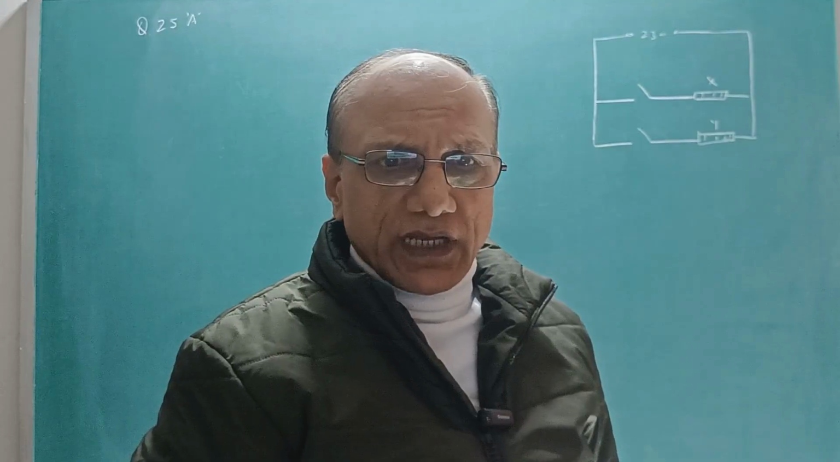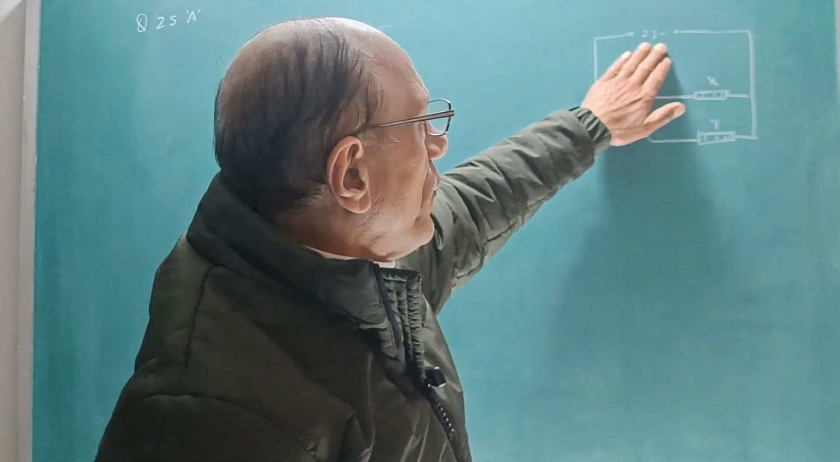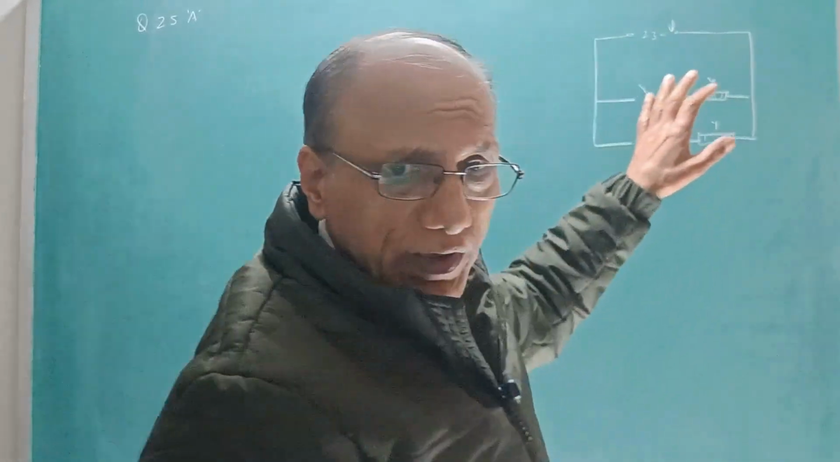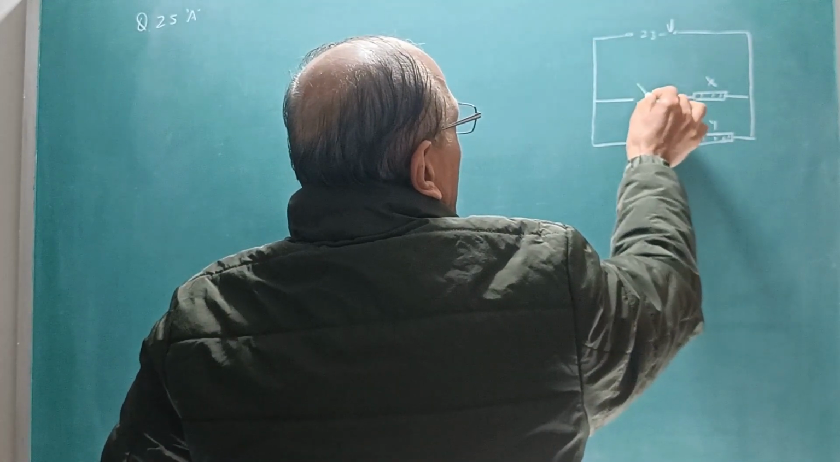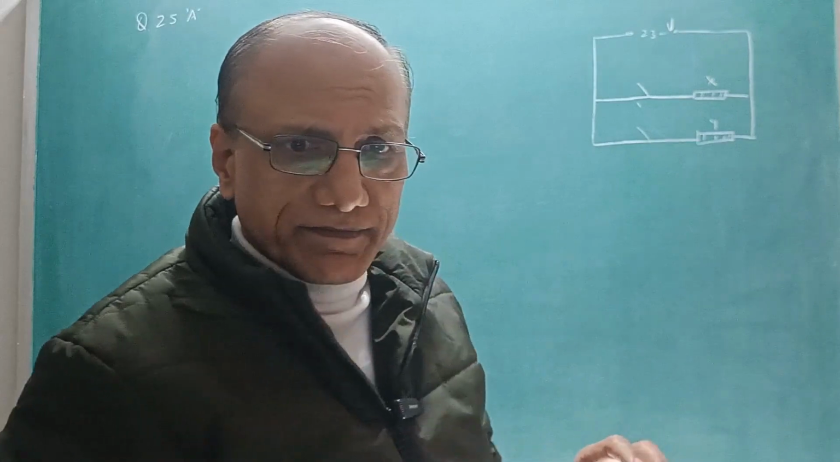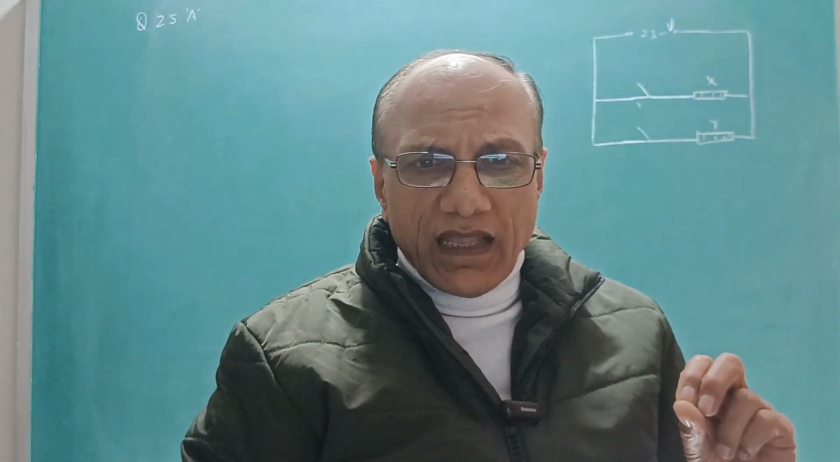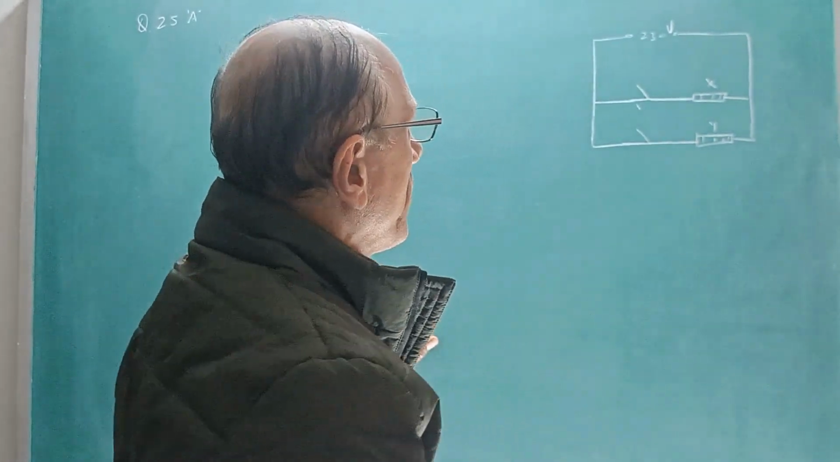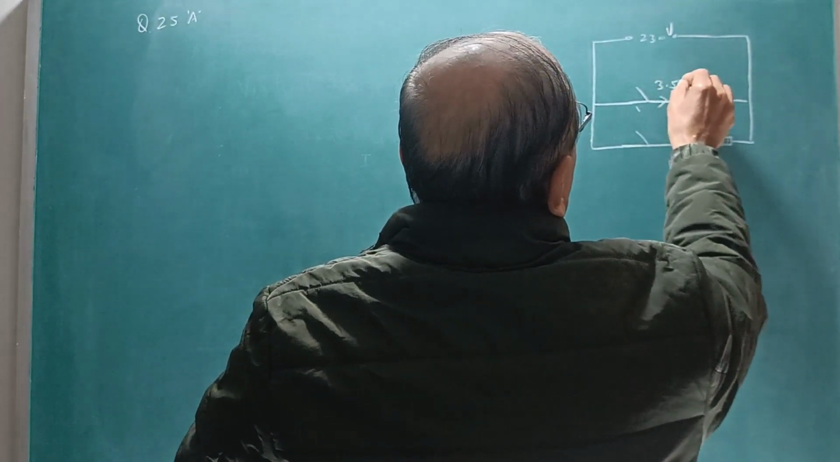The above figure shows the circuit connected to 230 volt. When both the keys are closed, this gets closed, this gets closed, then the current in X is 3.5 ampere. Here the current is 3.5 ampere.